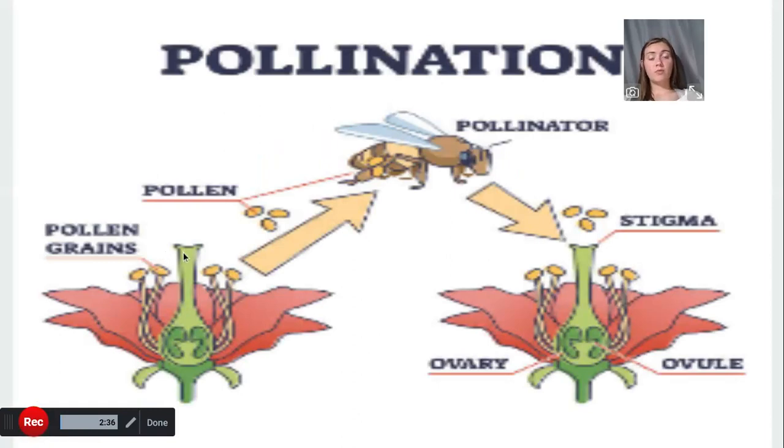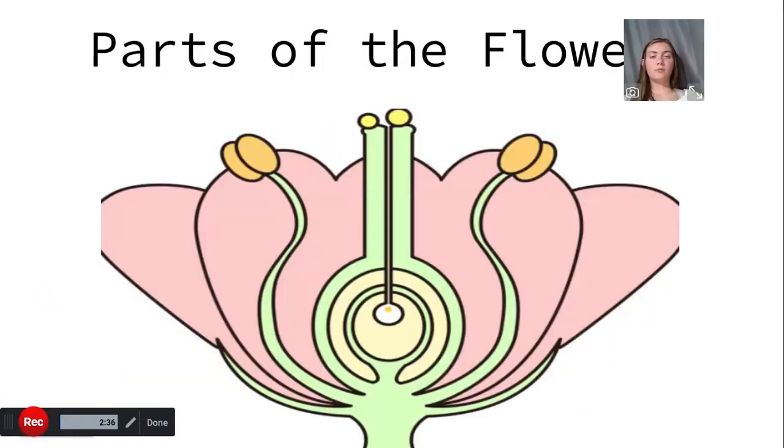But first, before we get more into depth about that, we're going to talk about the parts of the flower. I think it's important for us to better understand the parts of the flower because it will help us understand the pollination process, and it's important for us to know what parts of the flower do what in order for it to complete the pollination cycle. So first, let's take a look at the flower.